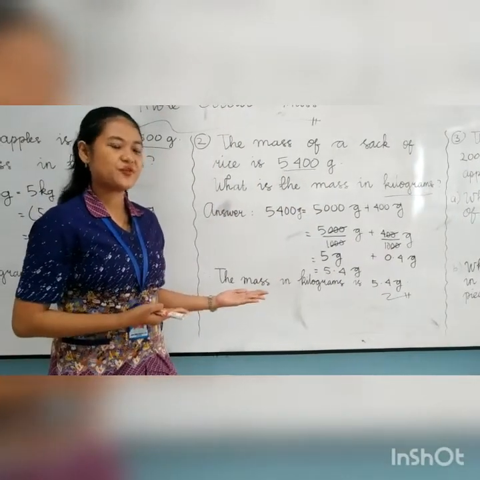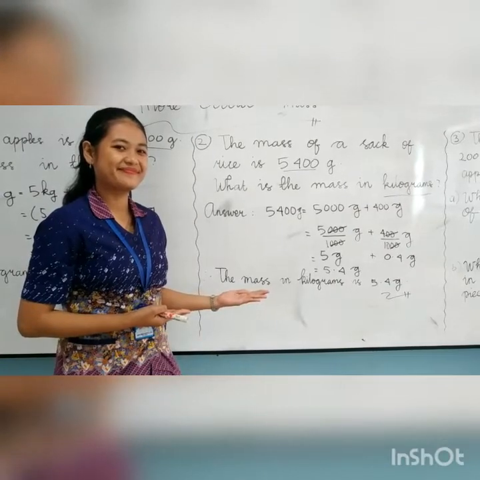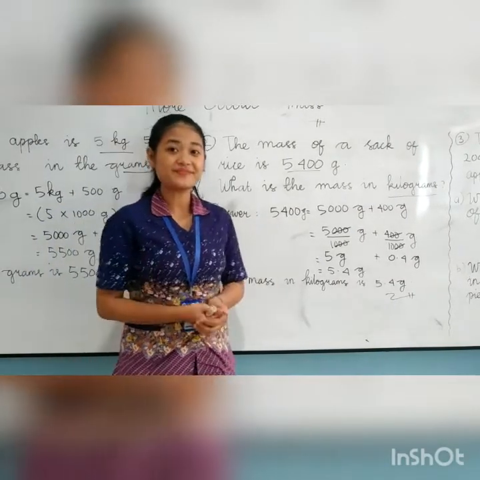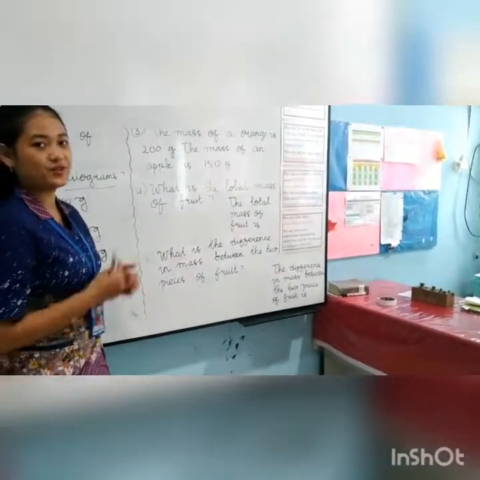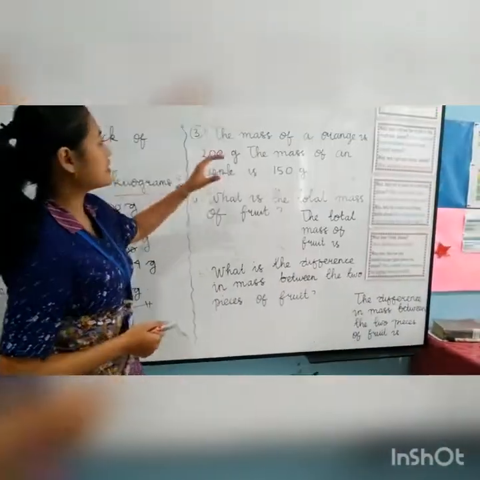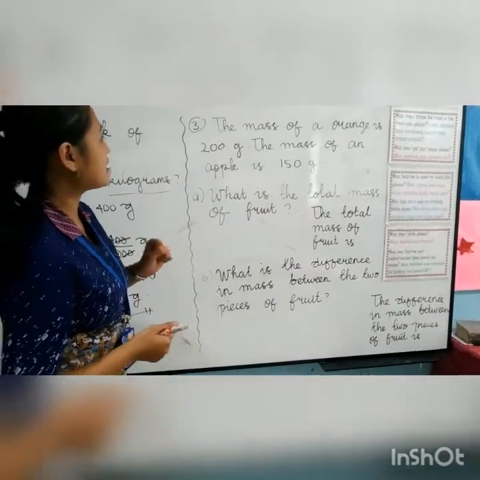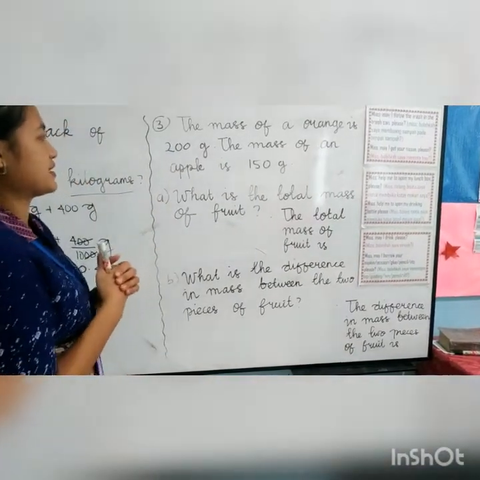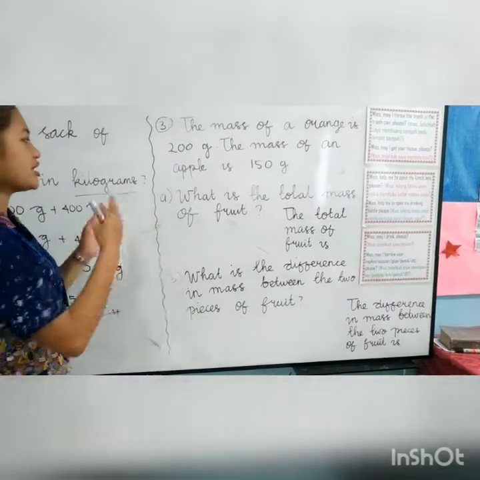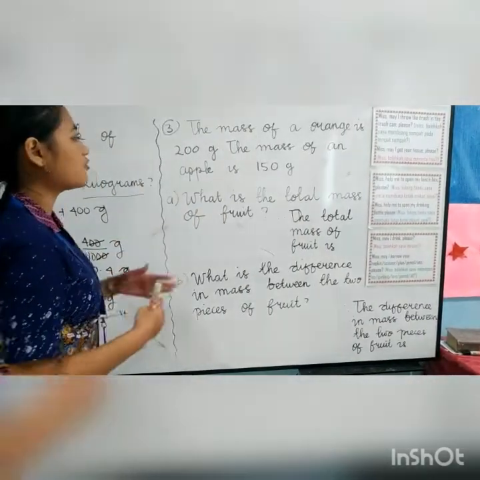You can pause this video. Have you done? Now we will move to the last number for today. The question is, the mass of an orange is 200 grams and the mass of an apple is 150 grams. The question for 3A: What is the total mass of the fruit?